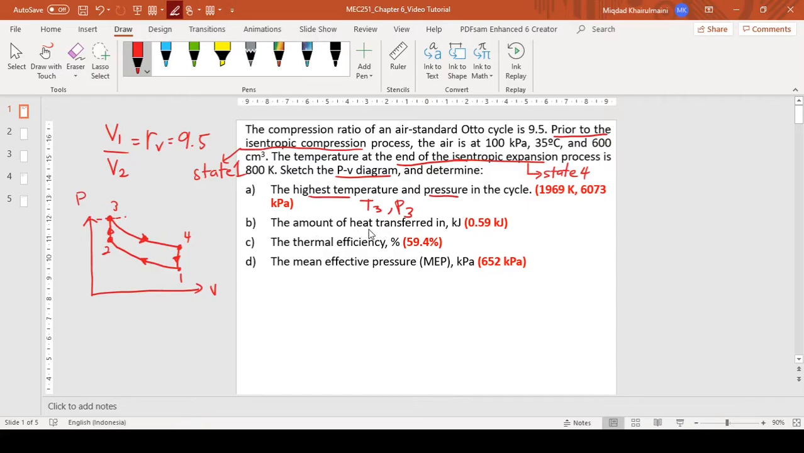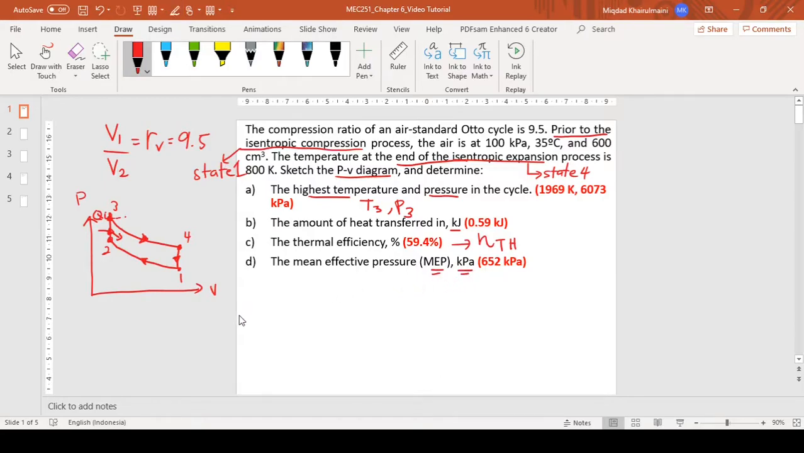And then the second one is the amount of heat transfer in units of kilojoule. So the amount of heat added to the cycle is at process 2 to 3, the constant volume heat addition. So here is the capital Q in, in capital letter because the unit is in kilojoule. And then the thermal efficiency. And then number 4 is the mean effective pressure, or MEP, in units of kilopascal.